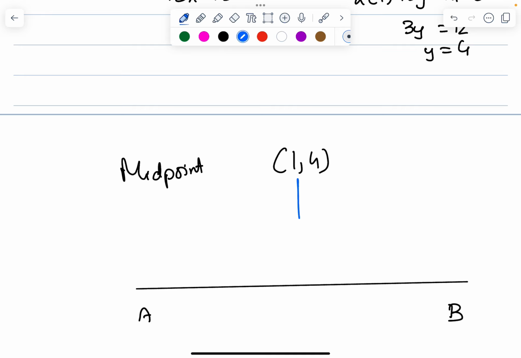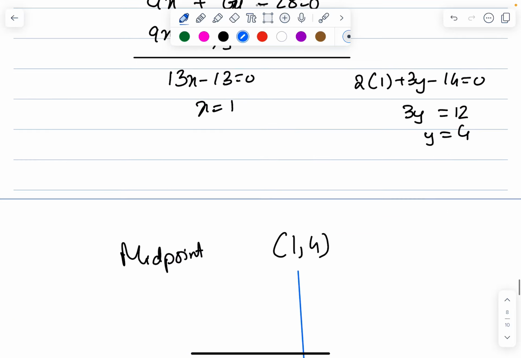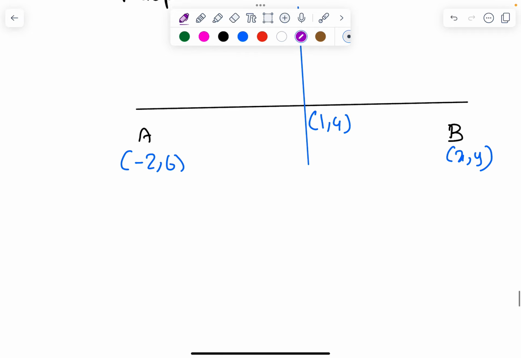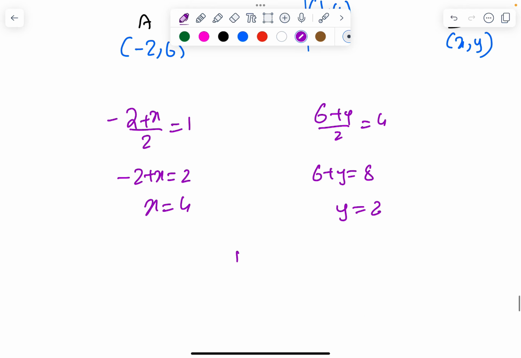Now this was the perpendicular bisector. The midpoint is 1, 4 and point A is minus 2, 6. What's going to be the value of x, y? So minus 2 plus x by 2 should be equals to 1. Minus 2 plus x equals to 2. X equals to 4. 6 plus y by 2 equals to 4. 6 plus y equals to 8. Y equals to 2. So what are B's coordinates? 4, 2 is going to be the answer.